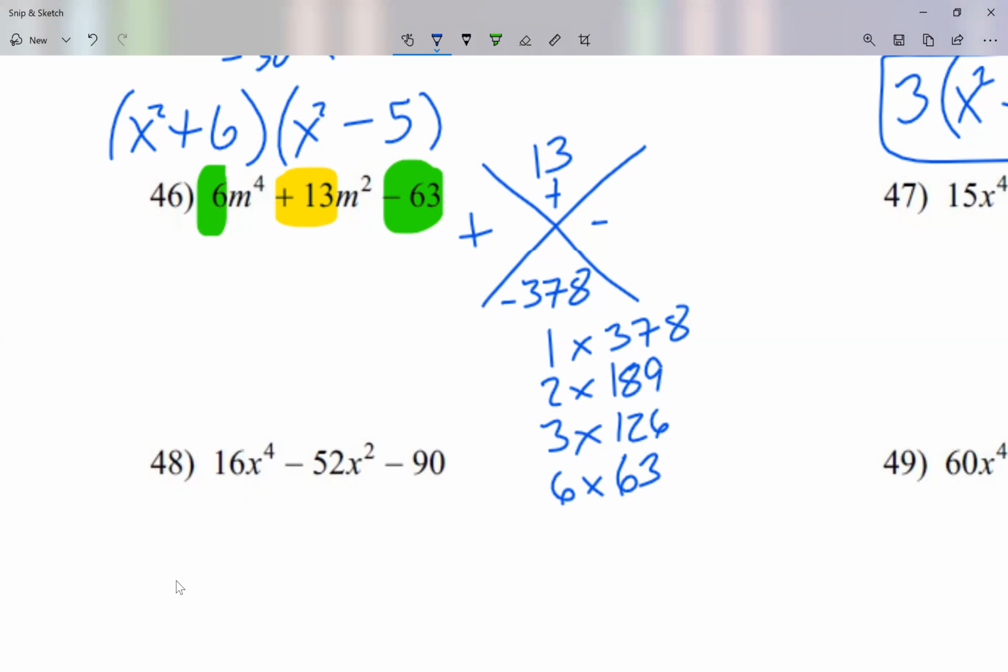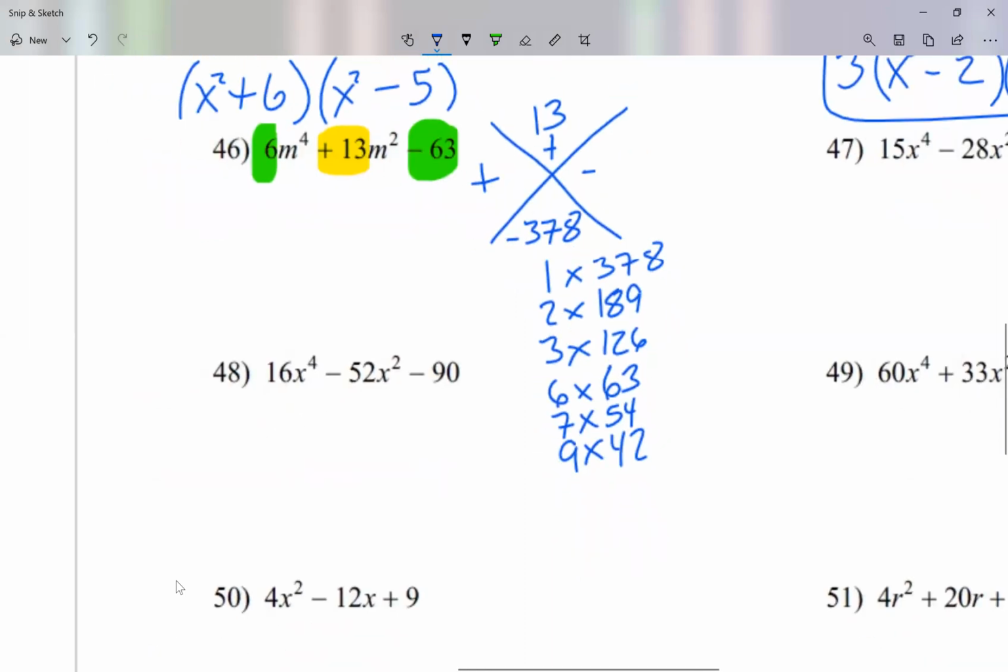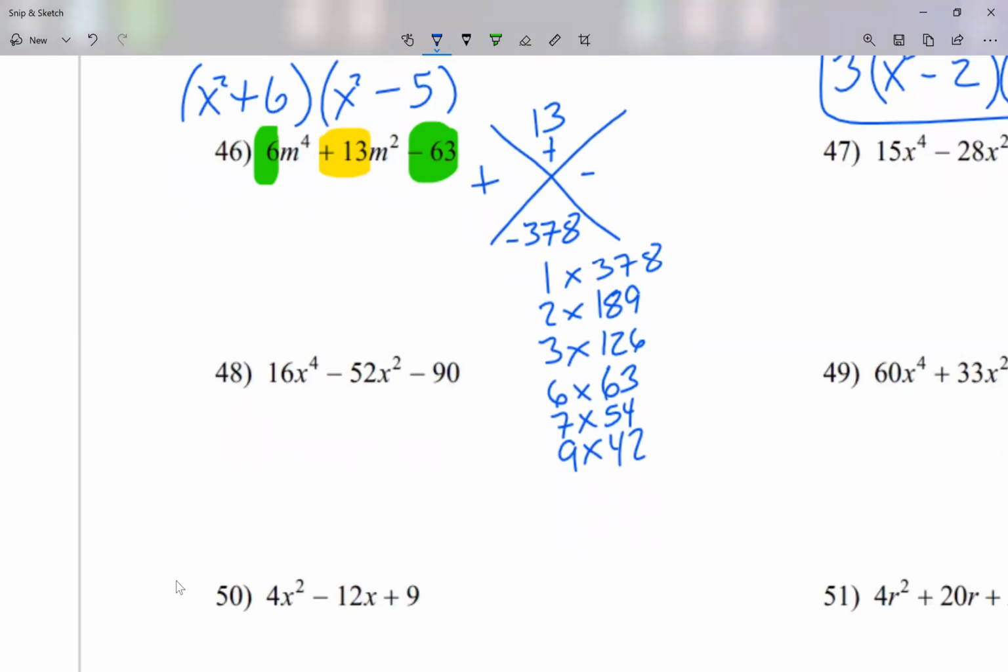How about 7? I get 7 times 54. That doesn't work yet. How about 8? 378 divided by 8 is a decimal. Nope. How about 9? I get 9 times 42. When I subtract this, it's still not 13, so gotta continue.